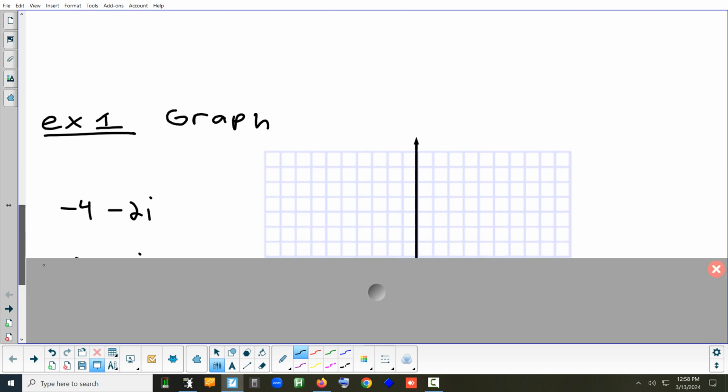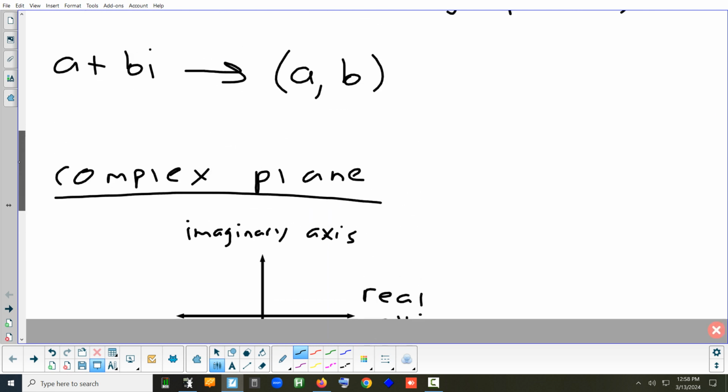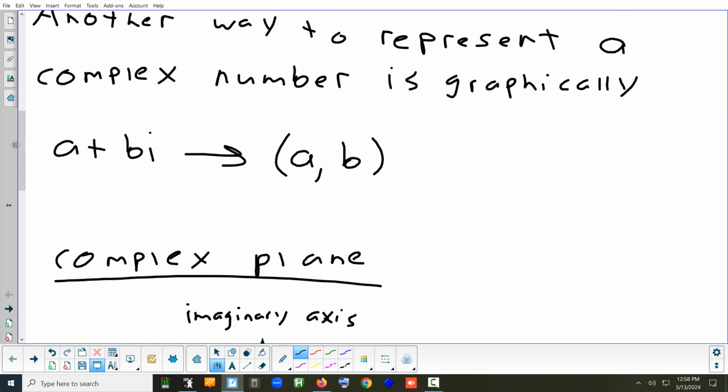And the way we can visualize a plus bi is on what's called the complex plane. The complex plane is just like an x and a y axis, except we don't call it x, we call it the real axis. And we don't call it y, we call it the imaginary axis. So if you can graph a comma b, like just a regular x and y value, then you can graph this. It's no more difficult at all.